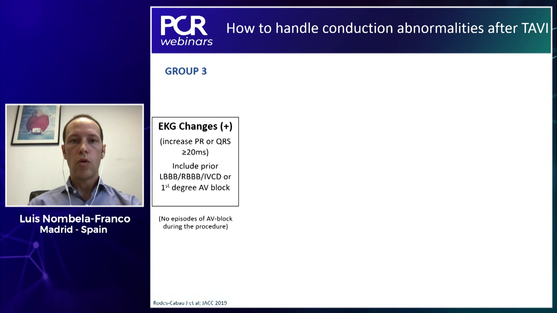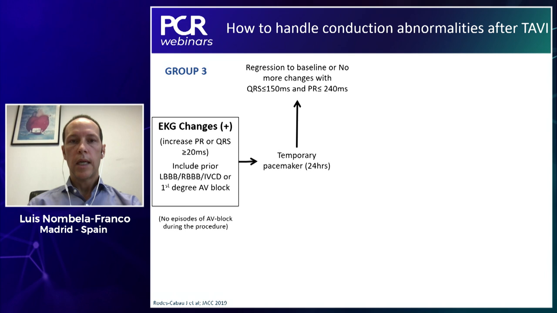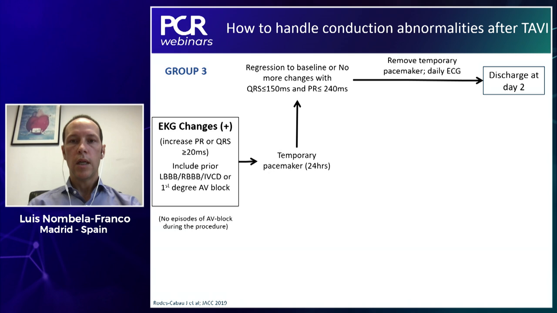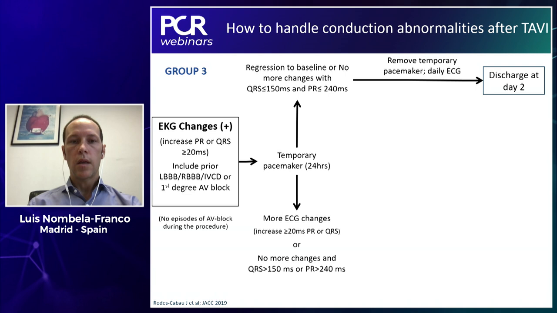What about group three, which are patients with an ECG change, an increase in the PR or QRS of more than 20 milliseconds? These are a little bit more complex. You should keep the temporary pacemaker for 24 hours. And if they regress or there are no more changes, with a QRS less than 150 or a PR less than 240, then you can discharge this patient. But what happens if the ECG changes continue to increase, or the final QRS is more than 150 or a PR more than 240?